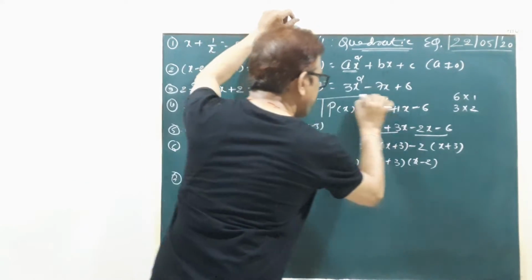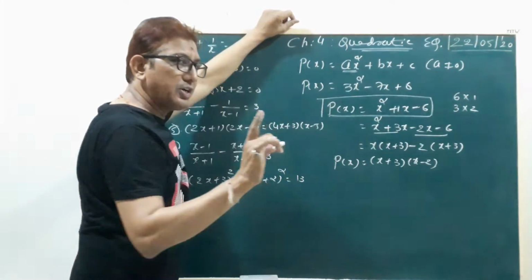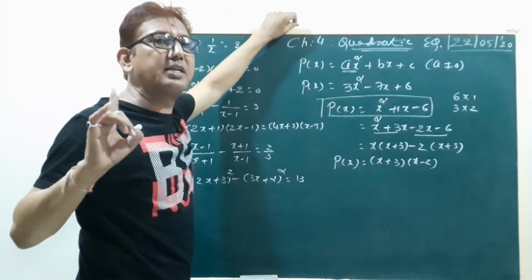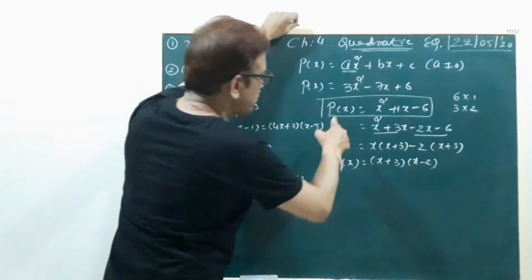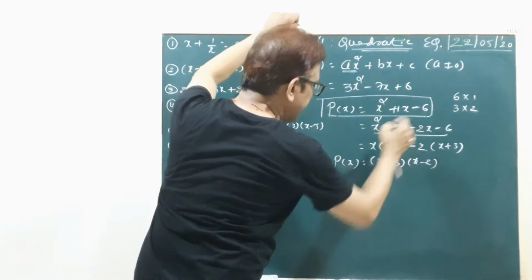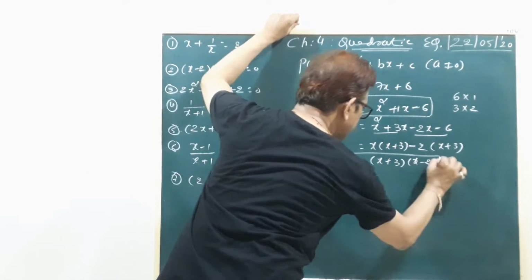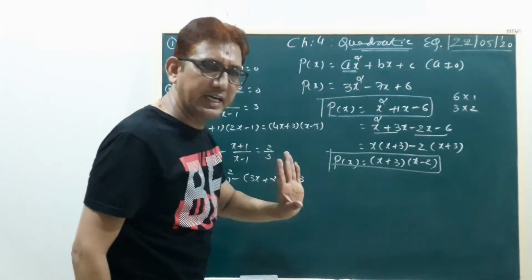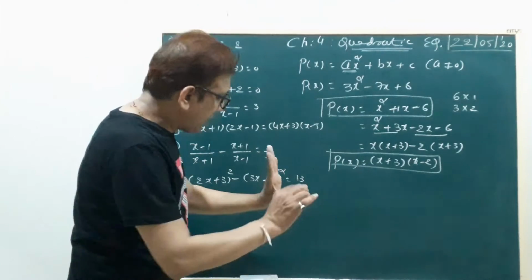This is your quadratic polynomial. First we discuss the quadratic polynomial, then we go to the quadratic equation. So p(x) equal to x square plus x minus 6 is a quadratic polynomial, and this factored form is also the quadratic polynomial. This is the simple form. Both are the same.